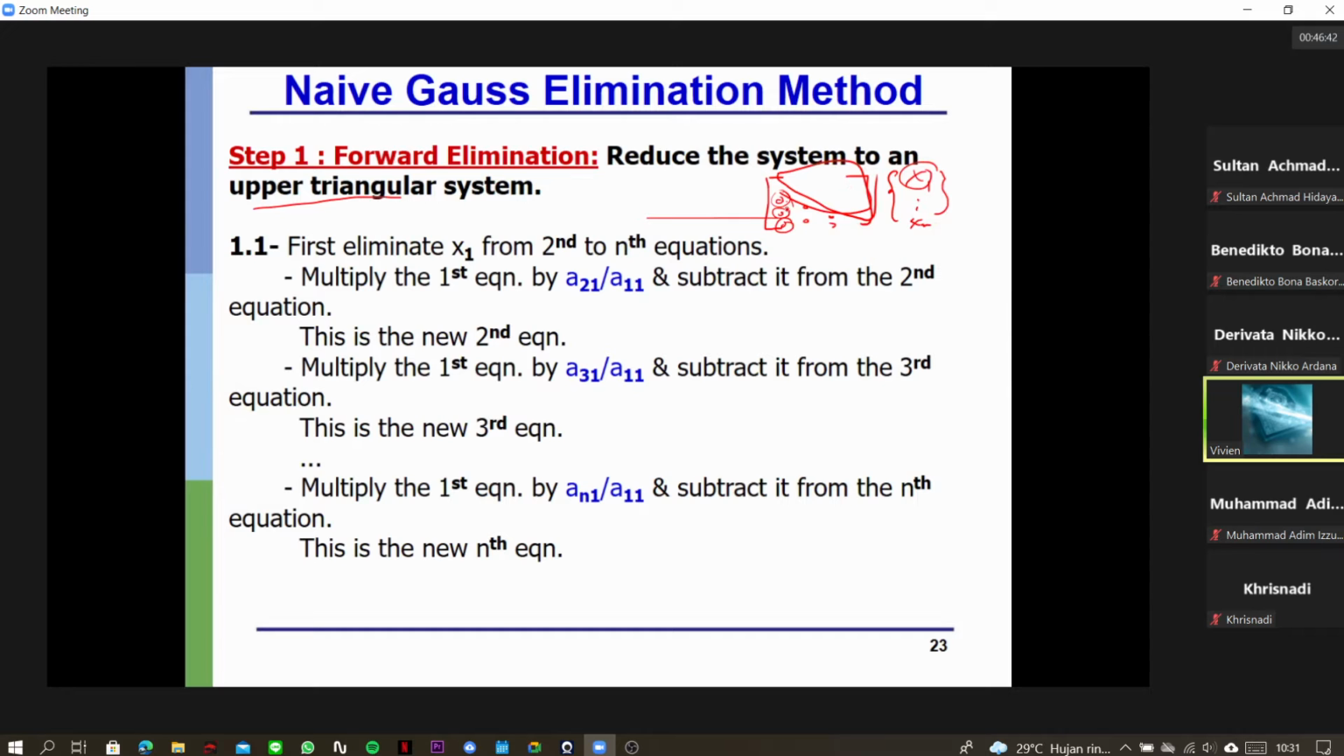And then again, to make 0 in the third row, we do the same. We multiply the first equation by a constant, which is a31 divided by a11, and then subtract it from the third equation, and so on. If we do this from the second row up to the nth row, it will create zeros for the first column below the first row.